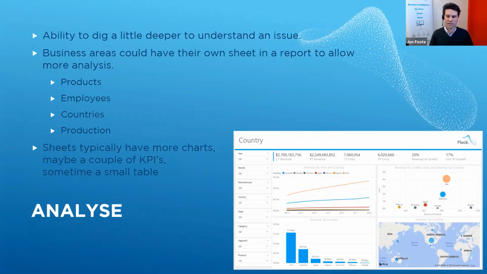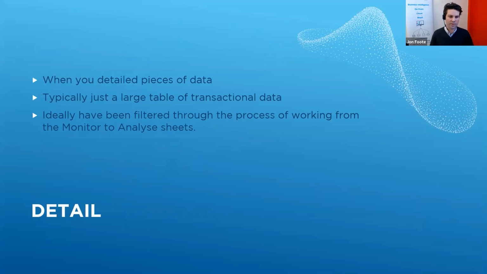This is an example from the training that we do. In this case, we're just looking at countries. So we can identify information based on specific countries, and we can dig in and look at more information here. We're not looking at products, we're not looking at anything else, we're just looking at what's happening based on a country. And then if we start to identify further things that are interesting, that we need to get down to the finer detail, that's where we get to our third level, which is our detail page.